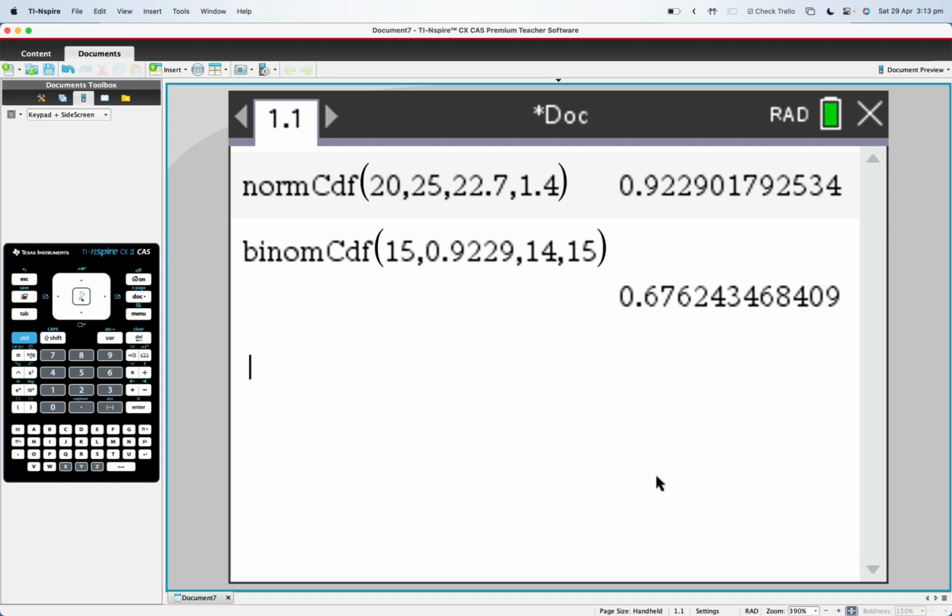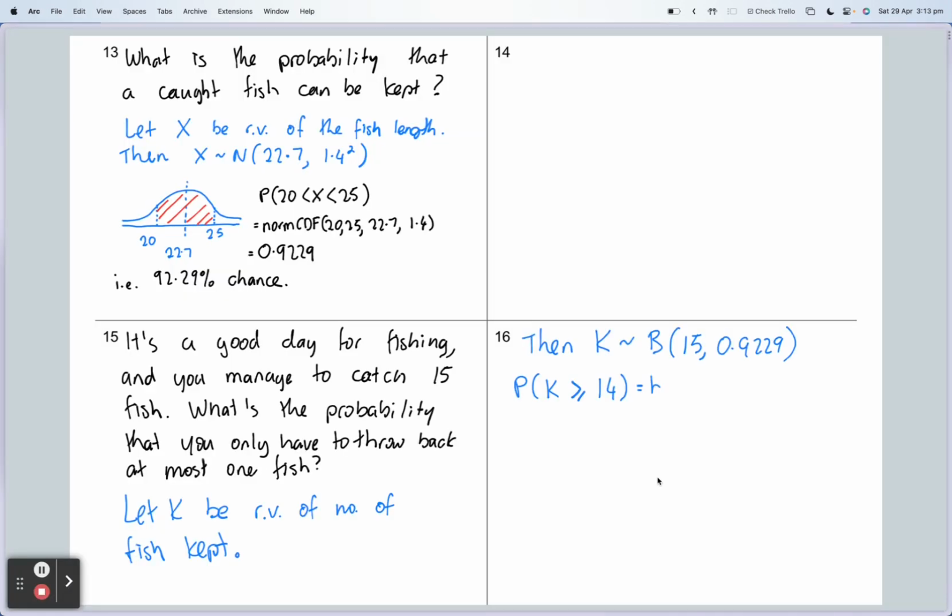Okay, so what I'm going to write down is binomial CDF 15, 0.9229, 14, 15. Now remember, in a test or an exam, in the test, yes, but in the end of your exam, you don't, strictly speaking, have to write that line down, but it could be useful. But if you're pushed for time, you don't have to write it down.